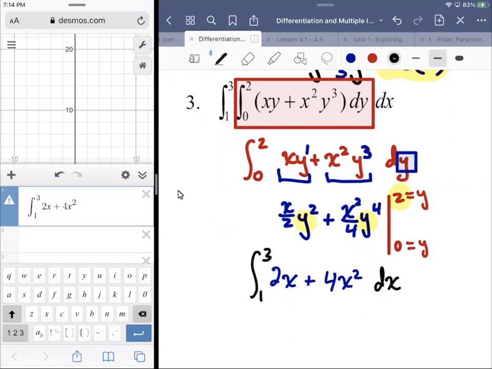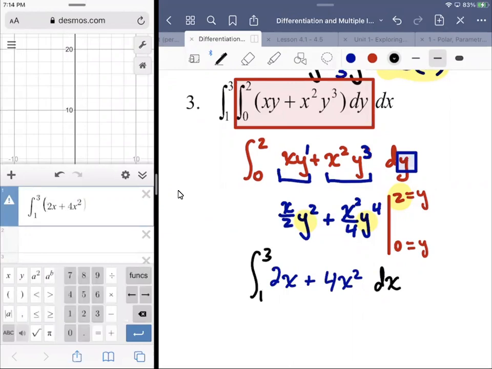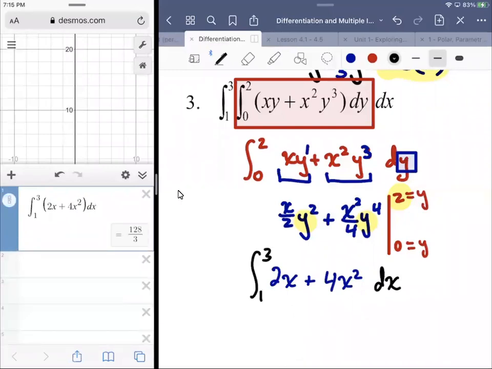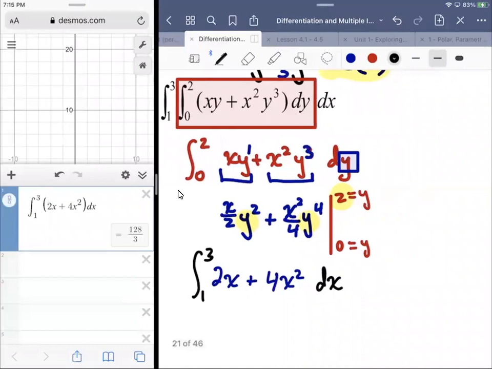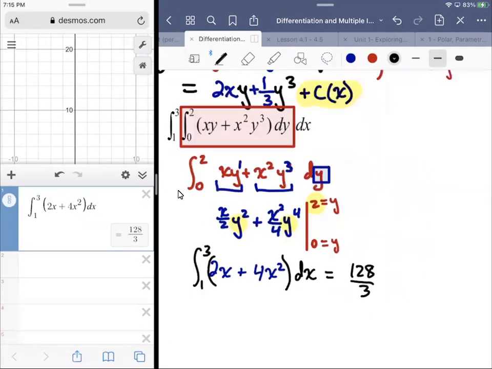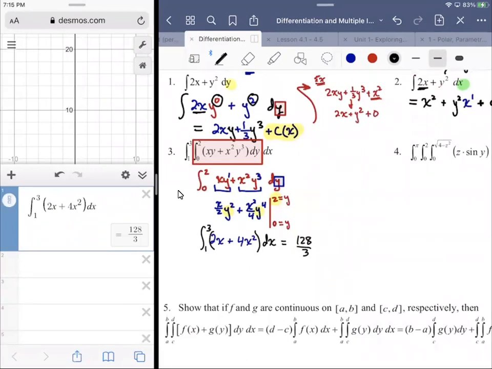Professor? Yeah. I put the integrand between parentheses and it worked. Okay. Thank you. That's weird, but I'm glad it at least worked. All right, so parentheses apparently is the magic touch here. I'll write it that way in my notes. So 128/3.